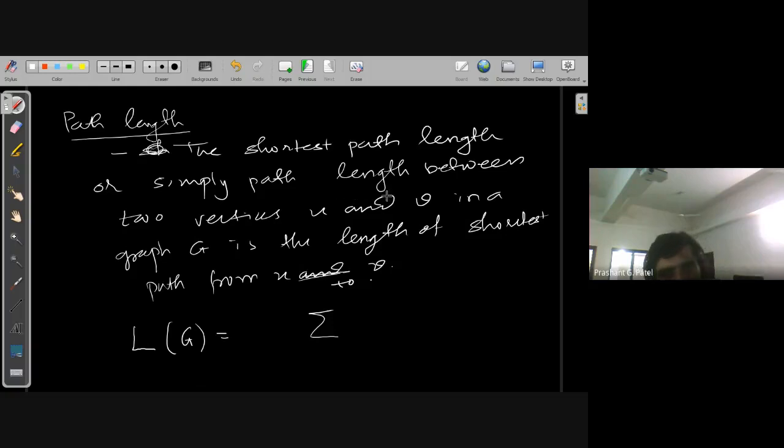So if you want to calculate the average, that means all possible distances between U and V, where U and V are in G, and the possible pairs are n into n minus 1 by 2, but the path and its reverse path will be the same. So that's why that 2 will be cancelled out. So this will be the average between two points, and here we have considered that the distance between U and V is 0 if U is equal to V. So that is the path length of the graph, which tells you that this summation upon n into n minus 1 is there.